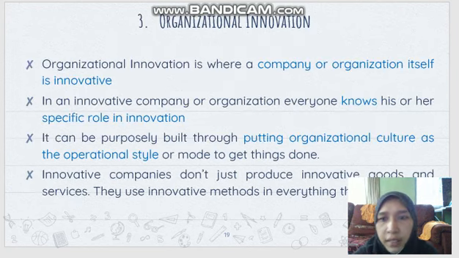The last innovation type is organizational innovation. This is where a company or organization itself is innovative. In an innovative company or organization, everyone knows his or her specific role in innovation. They play their role in innovating something in the organization. It can be purposely built by putting organizational culture as the operational style or mode to get things done. Innovative companies don't just produce innovative goods and services; they use innovative methods in everything they do. Basically, organizational innovation means that the whole organization is innovative: not only the employees, but also the bosses, the system, and the operation.